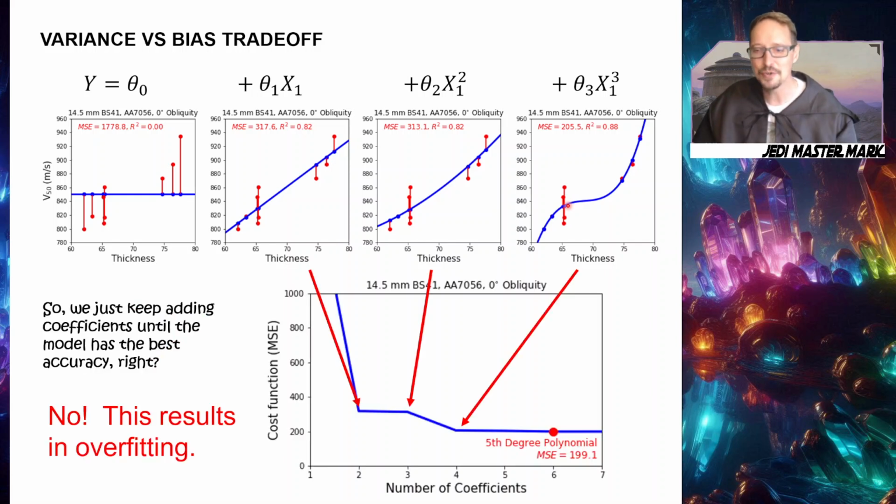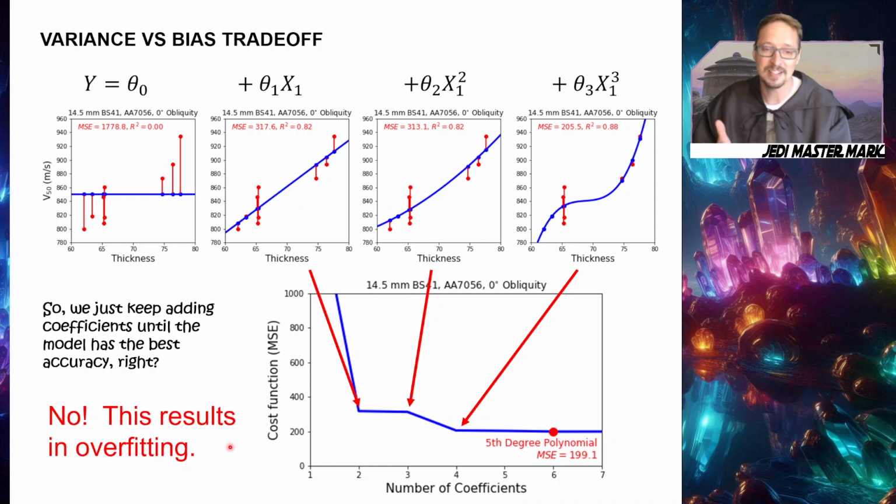So this might lead you to think, and what I've shown down below is, this cost function is going down as we add these additional coefficients. So when you add x1 to the 4th, x1 to the 5th, x1 to the 6th and 7th, the mean squared error is continuing to go down as we add these additional terms. And essentially, we're increasing the complexity of our model. So you might think we just keep adding coefficients until the model has the best accuracy, right?